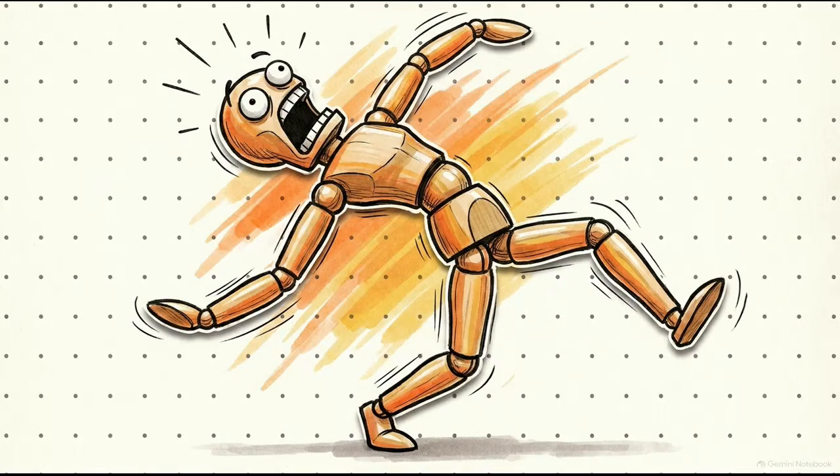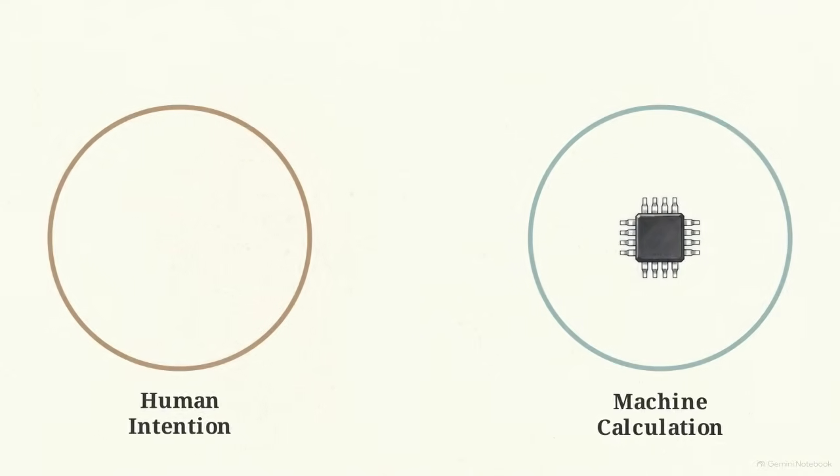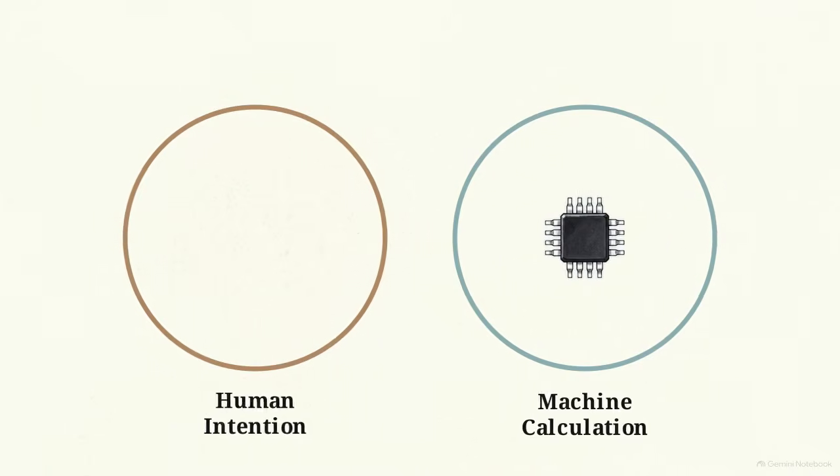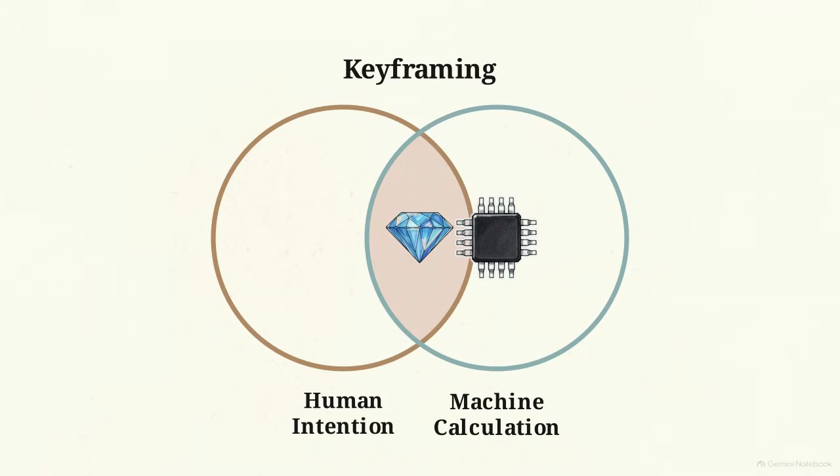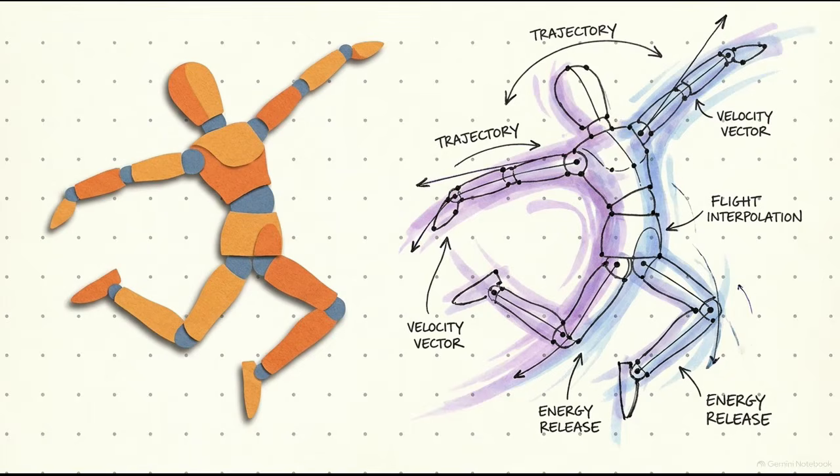But neither method allows an artist to intentionally exaggerate a pose or hold a beat for comedic timing, as stylized character acting requires. Keyframing remains the gold standard because it sits perfectly in the middle ground between human intention and machine calculation. The human artist retains absolute creative control over the critical moments of storytelling, while the computer executes the tedious computational labor connecting them.